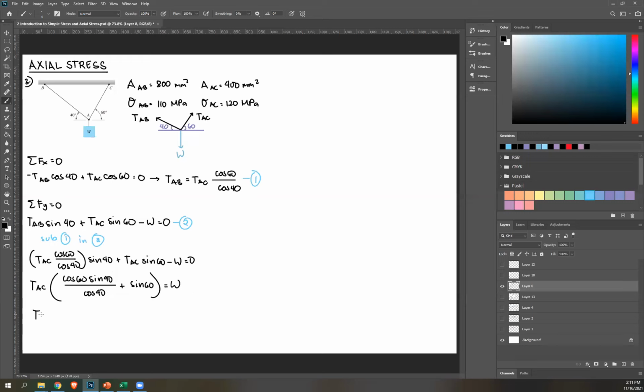Now, typically what you want is your internal force in terms of W. So I want TAC equals something times W. That's the equation that we want. To get this, I'll just divide both sides by whatever the value of this is. So please solve: what is 1 divided by this? What is the coefficient of W?